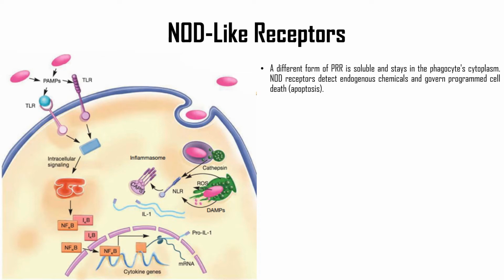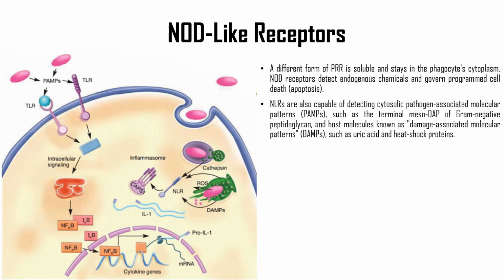A survey of the human genome predicts approximately 22 similar proteins known as NOD-like receptors (NLRs). NLRs also detect cytosolic pathogen-associated molecular patterns, such as terminal meso-DAP of gram-negative peptidoglycan, and host molecules called damage-associated molecular patterns, also known as DAMPs, such as uric acid and heat shock proteins.